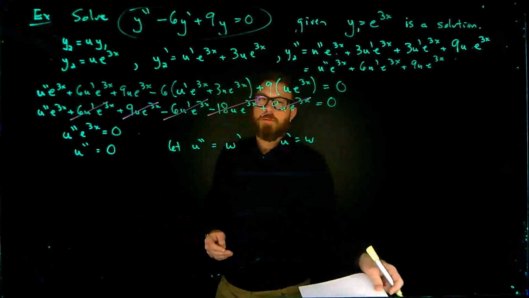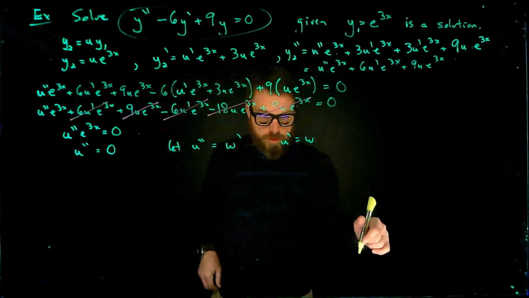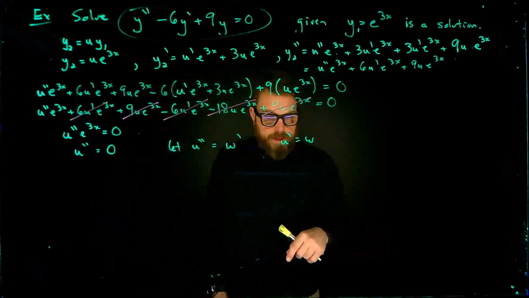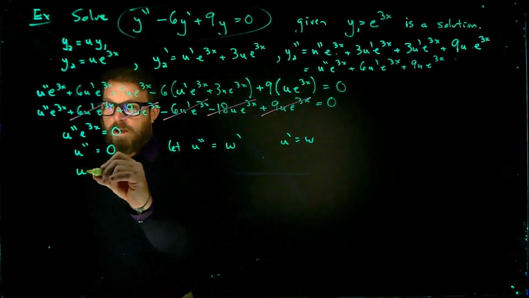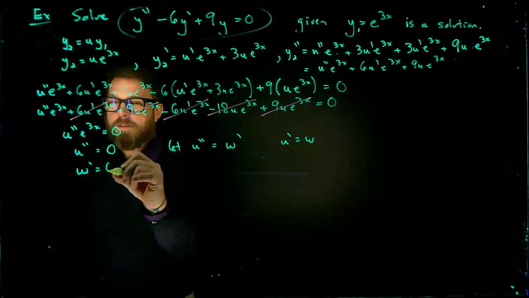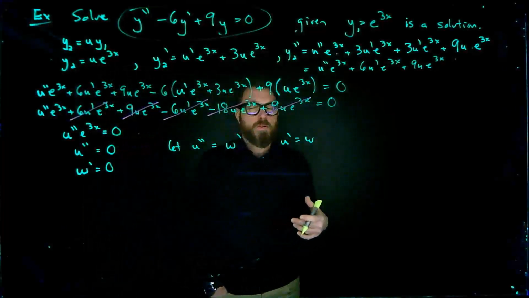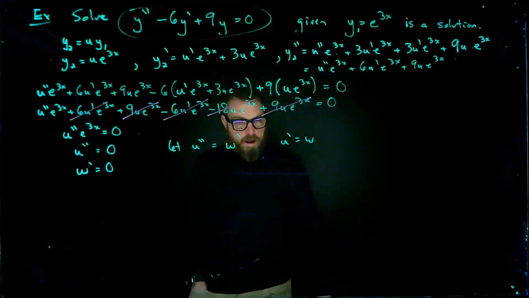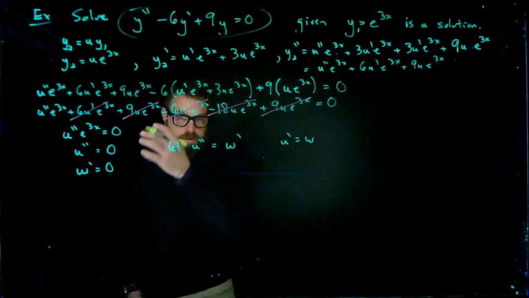So very similar. If I let u prime equal w, then u double prime is going to be equal to w prime. So this equation right here is going to be w prime equal to 0. Now our real goal is, we don't have to solve that second order linear differential equation, but we can solve the first order one using an integrating factor, but it's so simple that it doesn't really have to.